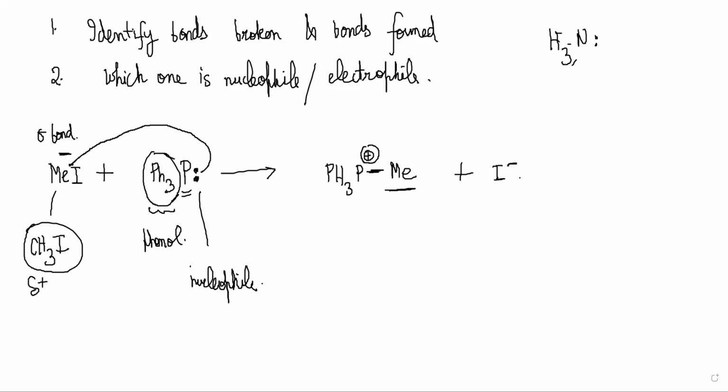Now, these electrons went to the sigma star anti-bonding orbital, because there was already a sigma bond with the iodine. So the iodine bond must break, and I will take away the electrons and become I minus. So notice that charge is conserved in the whole process. So that is what is happening.